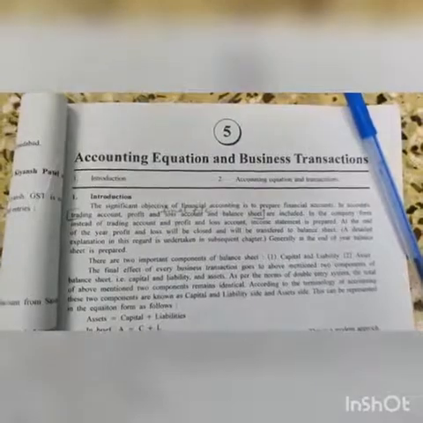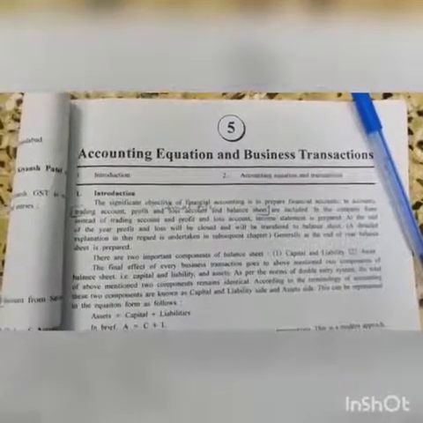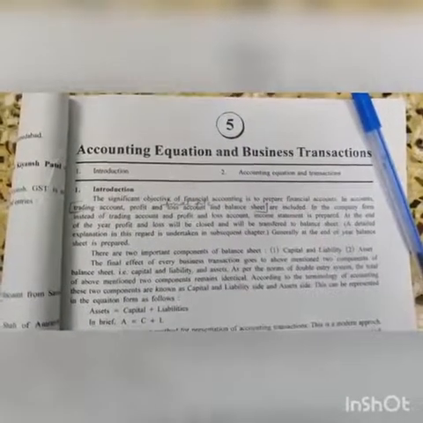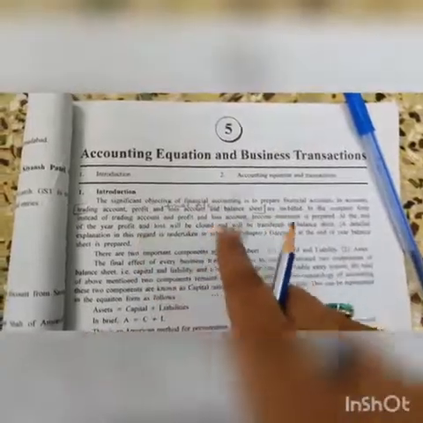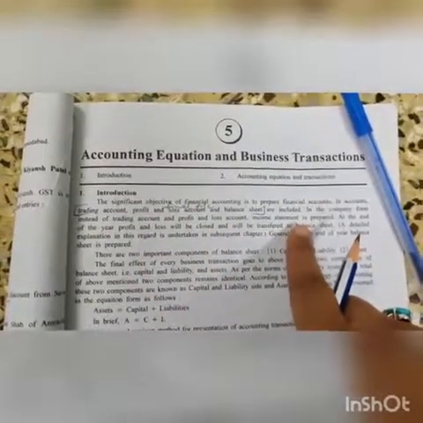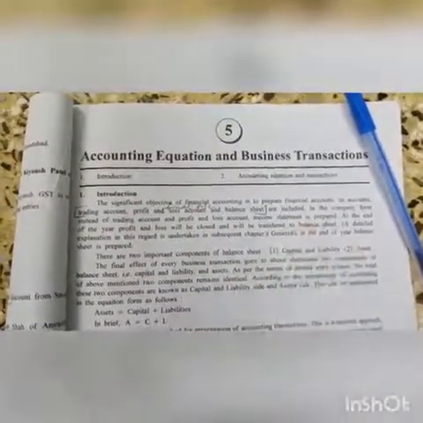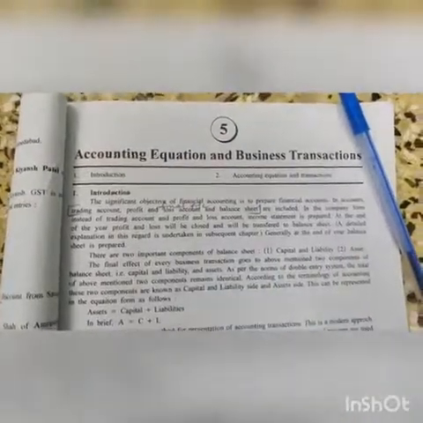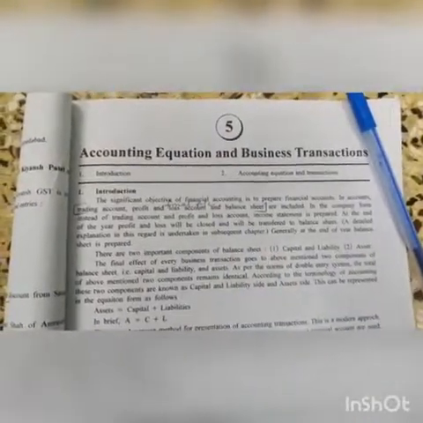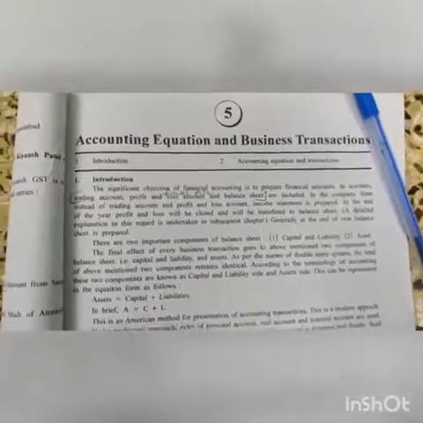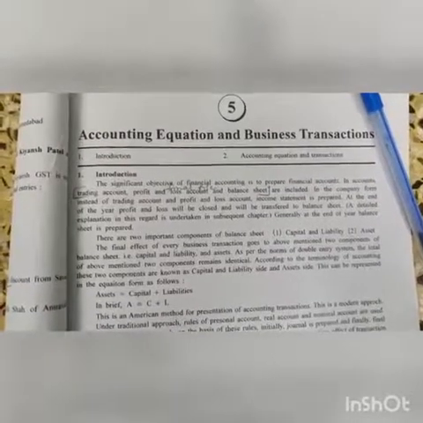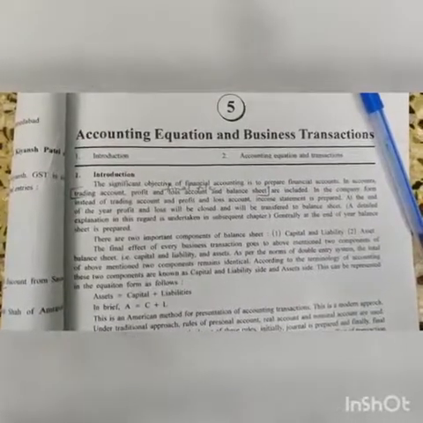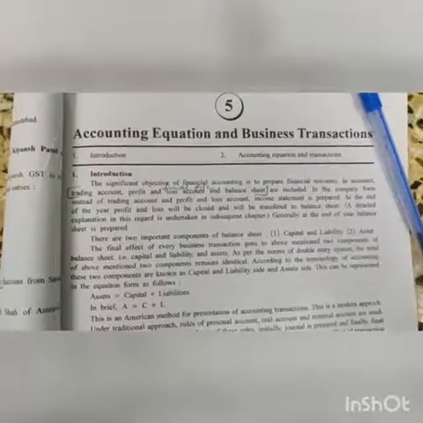This is included in the company form. Instead of trading account and profit and loss account, income statement is prepared. So instead of this trading account and P&L account, there is an income statement which is prepared. At the end of the year, profit and loss will be closed and will be transferred to balance sheet. So at the end either profit or loss will be found out and it will be transferred to balance sheet. A detailed explanation in this regard is undertaken in the subsequent chapter that we'll study later on.